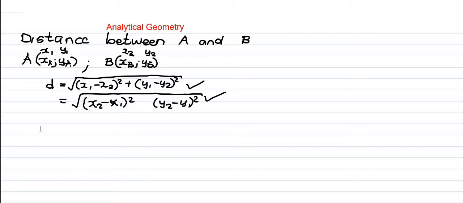So now, if they refer to a point A as minus 2 and minus 3, and then they refer to the coordinates of B as 4 and minus 5.